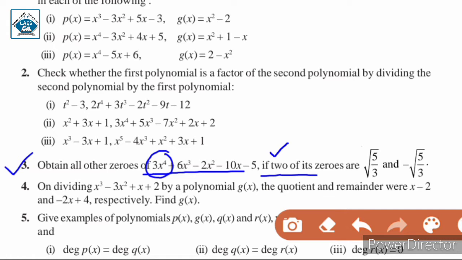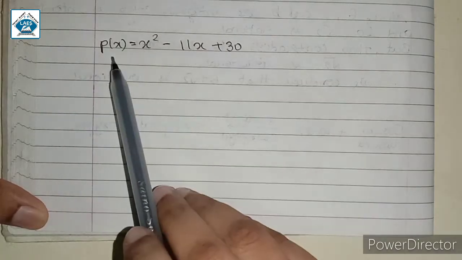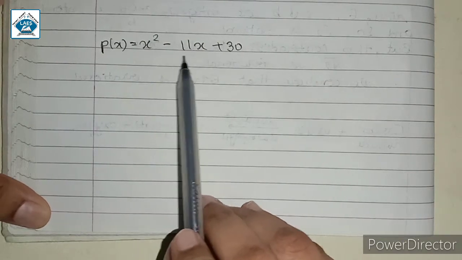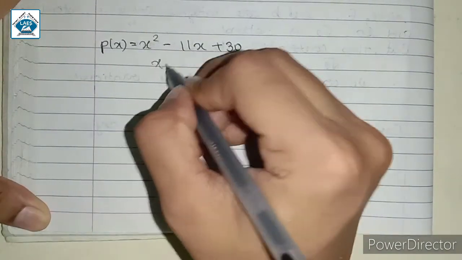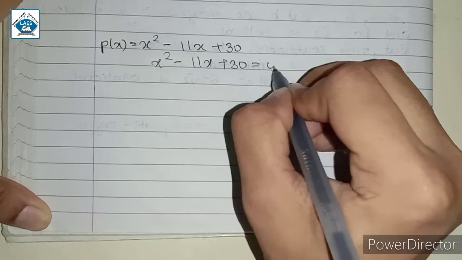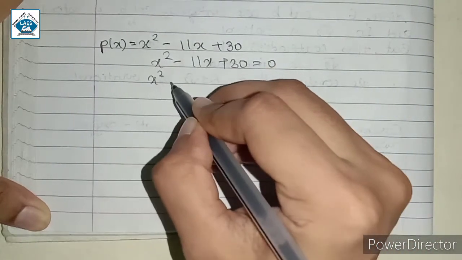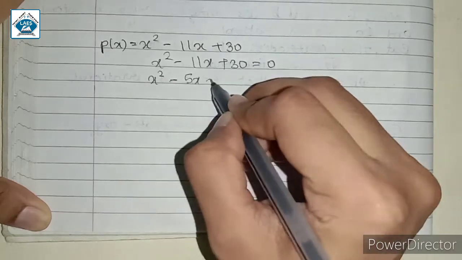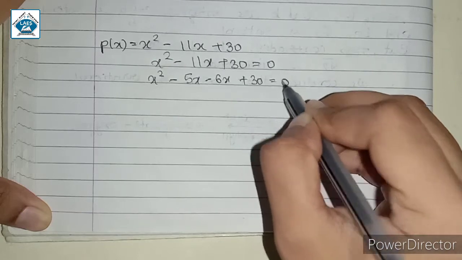So before solving this question, let us quickly revise how we used to find the zeros of a quadratic polynomial. So let us consider this quadratic polynomial, p(x) is equal to x square minus 11x plus 30. We are going to find the zeros of this polynomial by the method of splitting the middle term. So we have this polynomial equal to 0, then we will split this middle term. So we can write x square minus 5x minus 6x plus 30 is equal to 0.